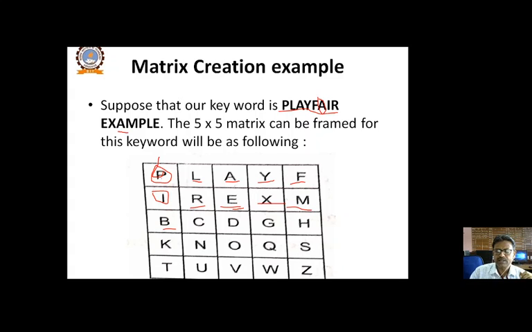Since the keyword has been exhausted up to M, we still have 15 blocks unfilled. So we will start from A to Z. Since A is already used, we start with B, C, D. We will fill only those alphabets which are not already used, H, N, O, Q, and so on.